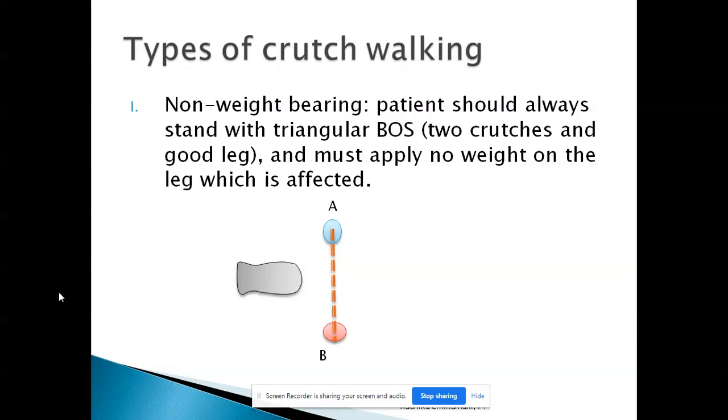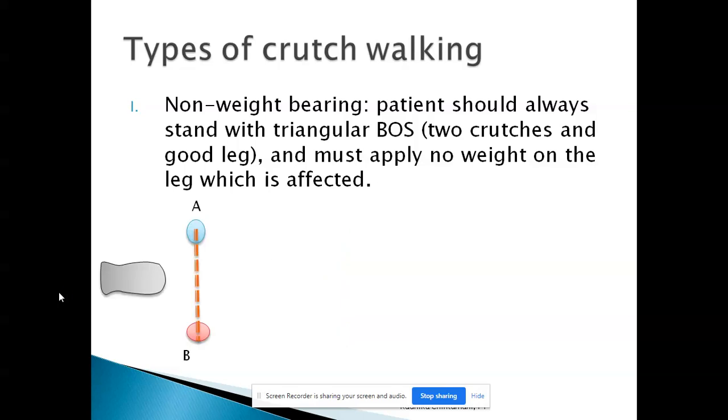When you're progressing from non-weight bearing to partial weight bearing, before achieving partial weight bearing, there is something called swing to and swing through. Swing to is just touching the line, or before the line, where your good leg should be placed, and swing through is when the good leg crosses the imaginary line and is placed ahead.